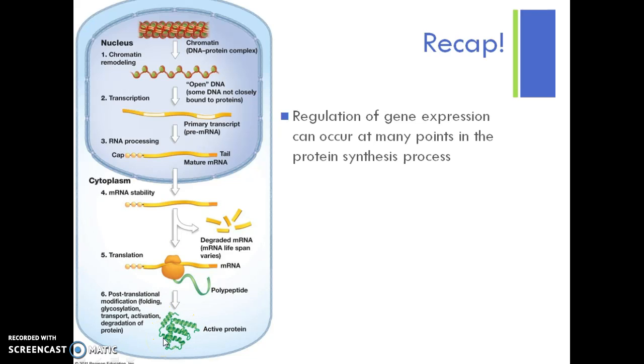And so we have a lot of ways that we can turn the process on or off at any of these different steps. There are also ways that we can speed up or slow down these processes, which ultimately are going to regulate or control the expression of genes in our eukaryotic cells.